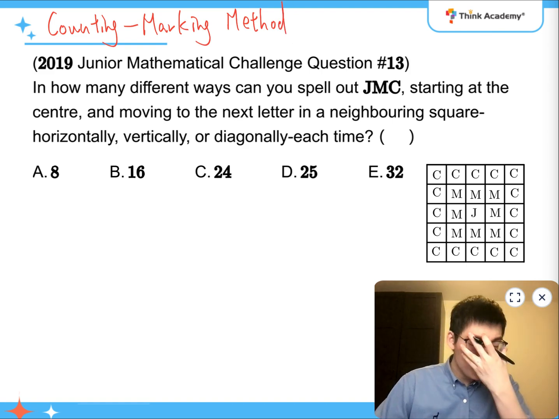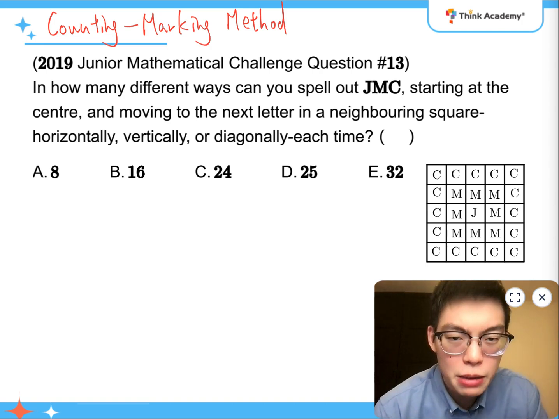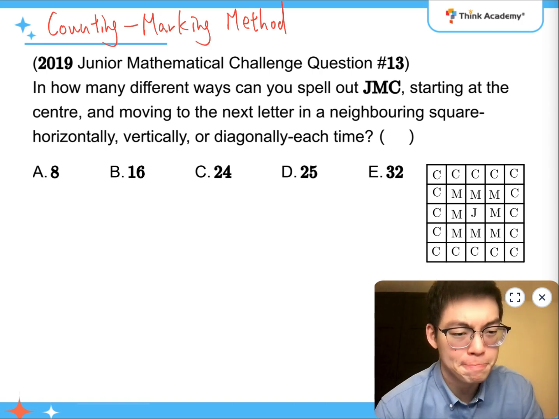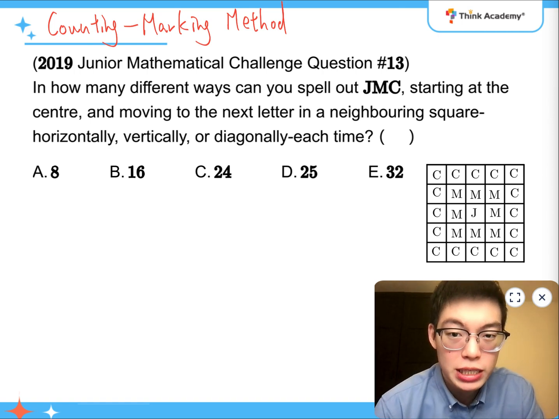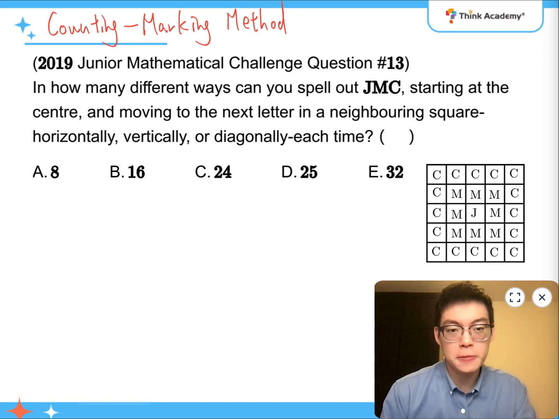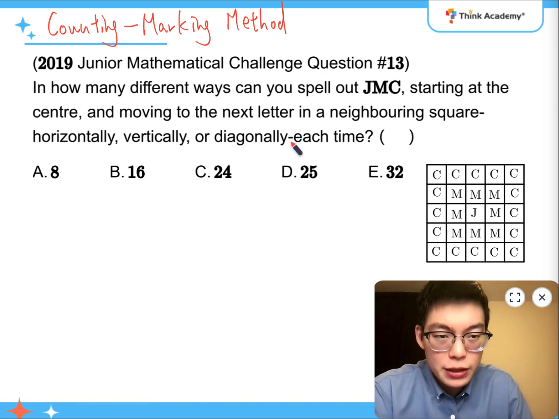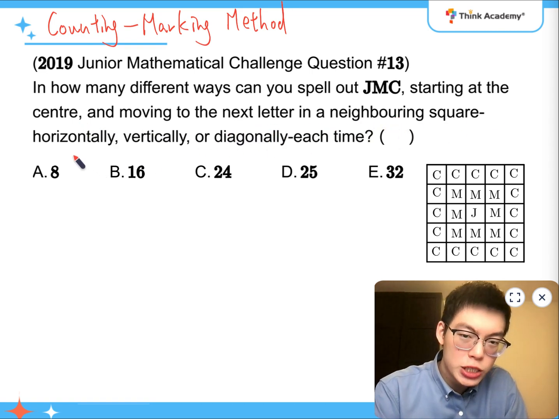However, we can still use the marking method if you know what it is. So basically, the marking method applies to everything, to any question that is involving counting the number of ways, when you are given some routes with fixed directions. So you can see that you have to start from the center, moving on to the next numbers, which are horizontally, vertically, or diagonally.